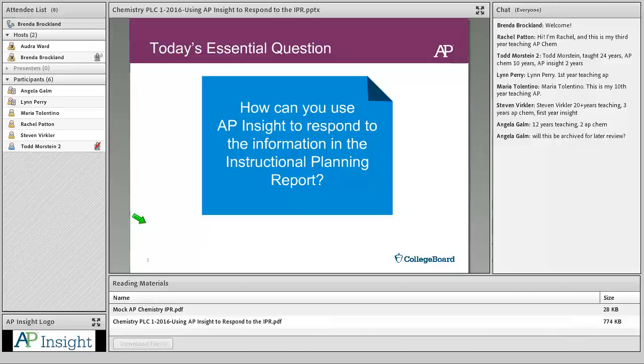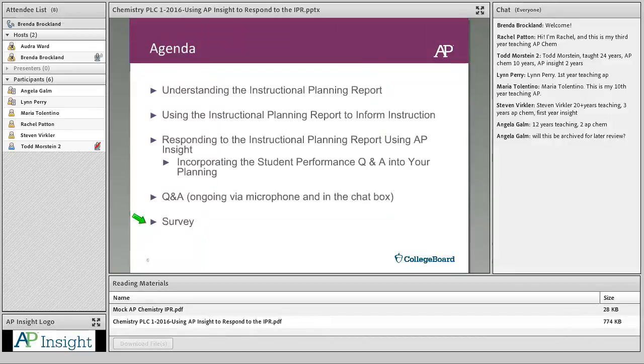We're going to start out by taking a look at, one, the instructional planning report, and then we're going to look at the mock IPR, that's the instructional planning report, to get an idea of ways that you could look at it. Once we've gotten that through, I want to give you a chance to get your own instructional planning report in case you haven't gotten one, and then look to see some of the things that you might want to do as well. Okay?